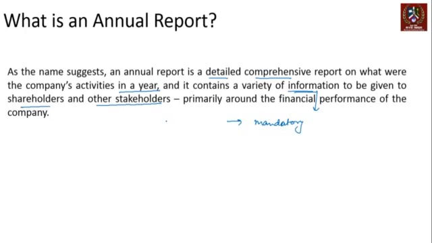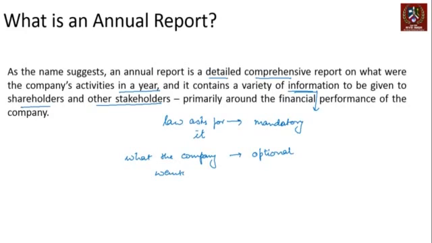Why is it mandatory? Because the law asks for it. You know, there is a rule that you have to give financial statements. There is a rule that you have to disclose the nature of shareholding of the company. There is a rule that you have to disclose related party transactions within the company. We'll discuss all these as we go along. Some part of this is mandatory. Some part of this, however, is optional, and that depends on what the company wants to give, right?